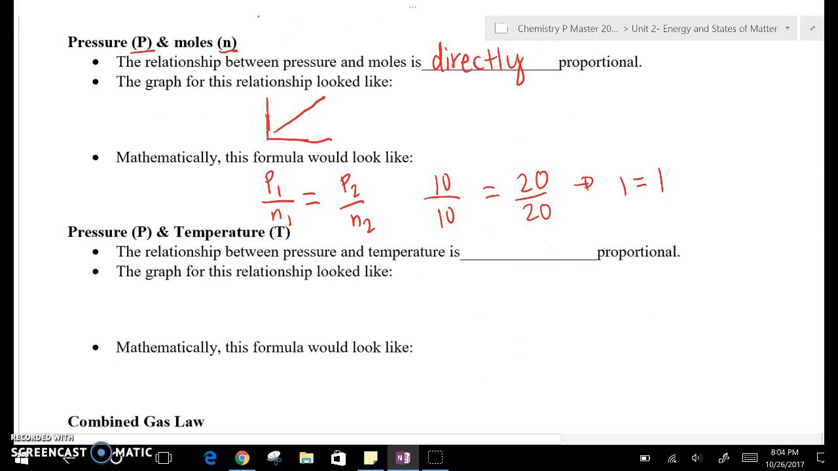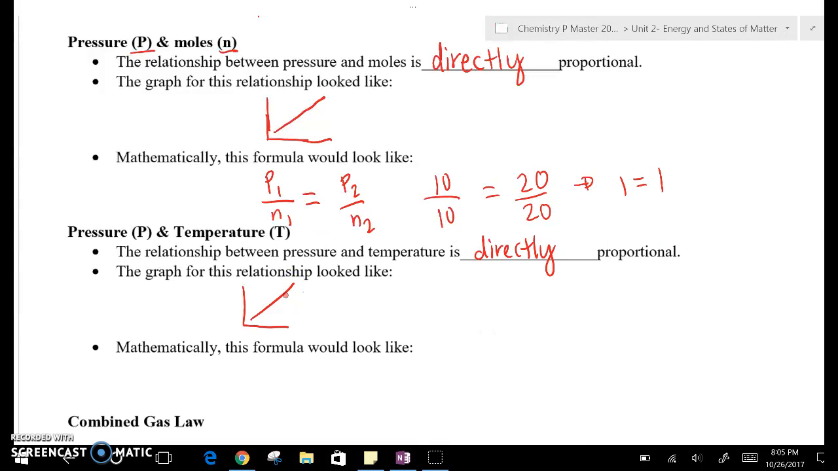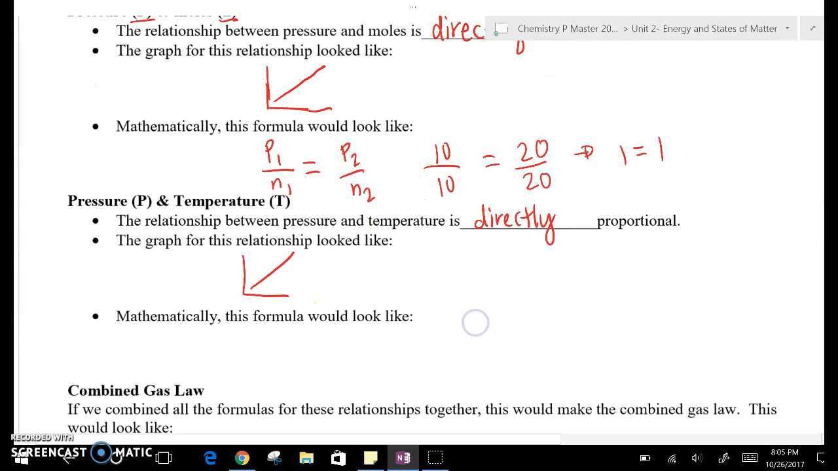Now, in your gizmo, you were exploring the relationship between pressure and temperature, and what you should have found in doing that was, again, directly proportional. So the graph for this relationship would again look pretty much like that. Mathematically, this is going to look very much like our pressure and moles formula, but this time we'll use T for temperature.